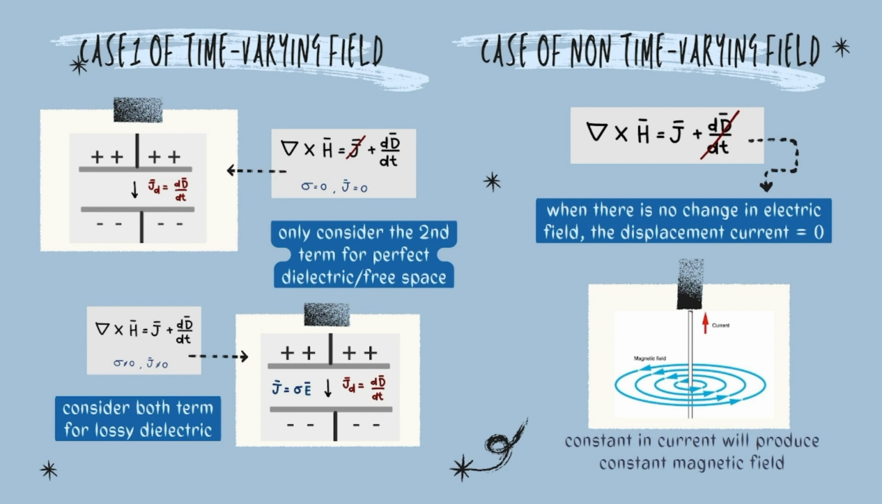Next we see the not time varying field. As I said before, the not time varying field means we don't have time, so we don't have a changing magnetic flux and magnetic field. This element is affected by time, so if we don't have time, it will become 0. So the equation is the curl of H equal to J.